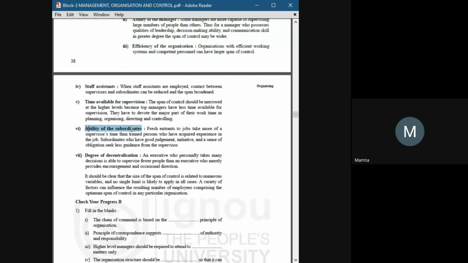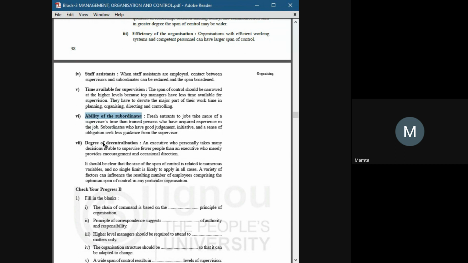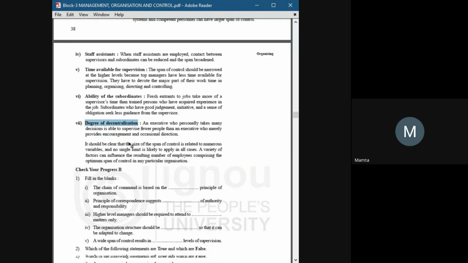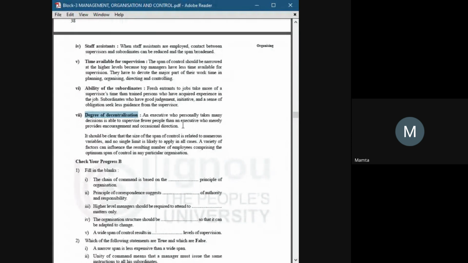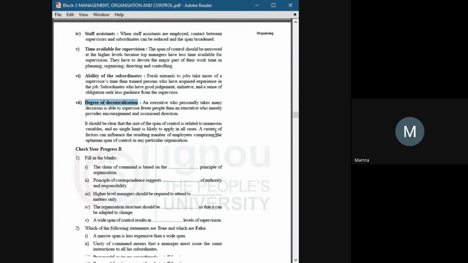It depends on the ability of the subordinate as well. It depends on the degree of decentralization as well, meaning how much authority you have delegated in your organization to the employees, to the lower level of management.